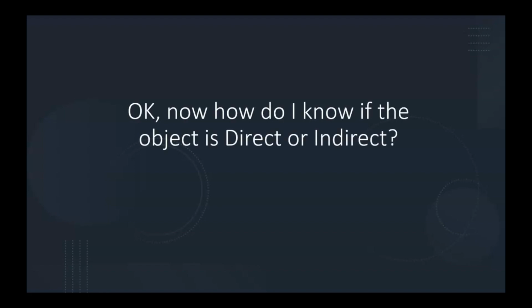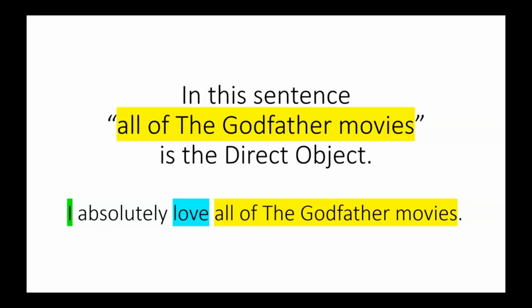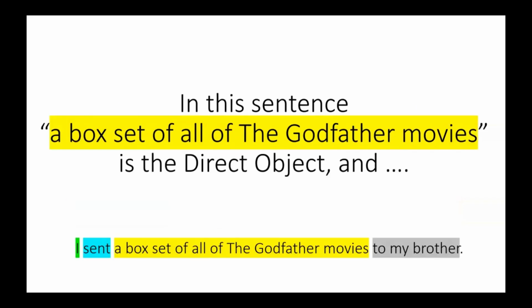Now, how do I know if the object is direct or indirect? Well, in this sentence, all of the Godfather movies is the direct object. It answers the question, what do I love? And let's not worry about the word absolutely. It's an adverb, and they're slippery, so let's not worry about that yet. We start with the verb, and then we ask, what does the subject love? All of the Godfather movies is the direct object.